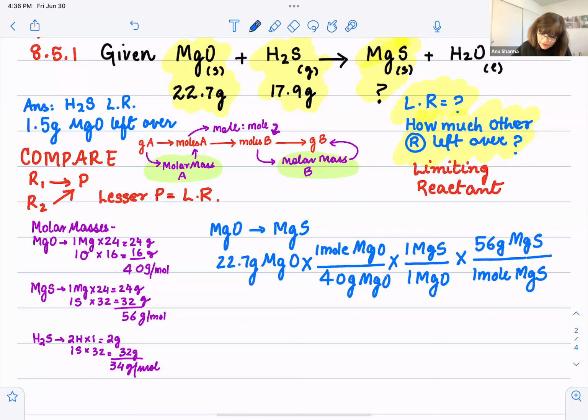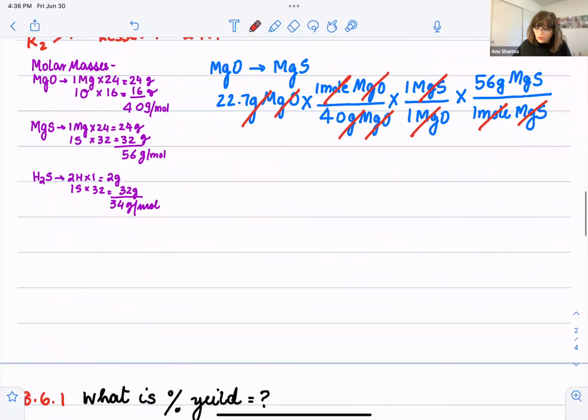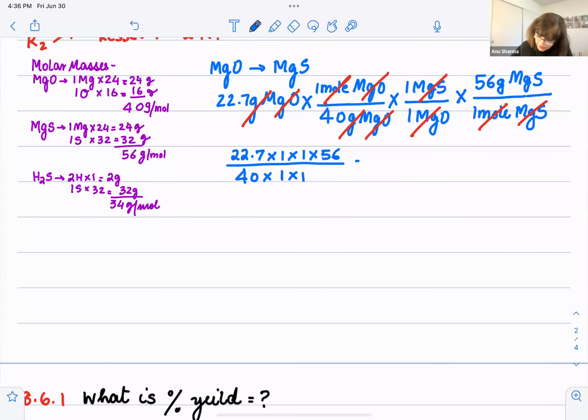So this way, when you set up the problem, you're going to cancel out the grams of magnesium oxide, moles of magnesium oxide. That was moles, just for the sake of space, but that's mole to mole ratio. So this is going to now give you 22.7 times 1 times 1 times 56, divided by 40 times 1 times 1. What do you get here?